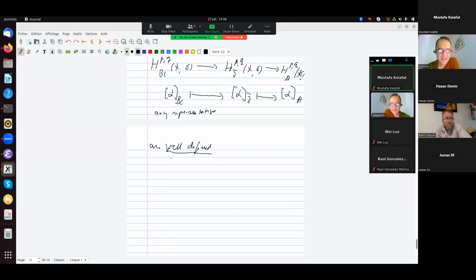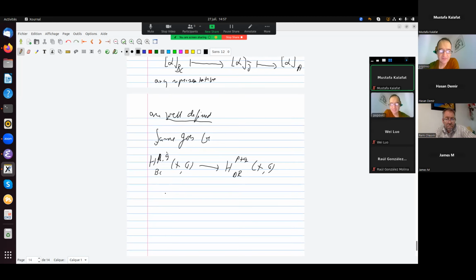And same goes for the map from H^{p,q} Dolbeault to de Rham. So here we're going to take H^{p+q} de Rham of X, C. Again, we're taking the map induced by the identity, the Dolbeault class of the Bott-Chern class of any α is mapped to the de Rham class of the same α. And the other way around, from de Rham to Aeppli. But let's stop here. So proof.